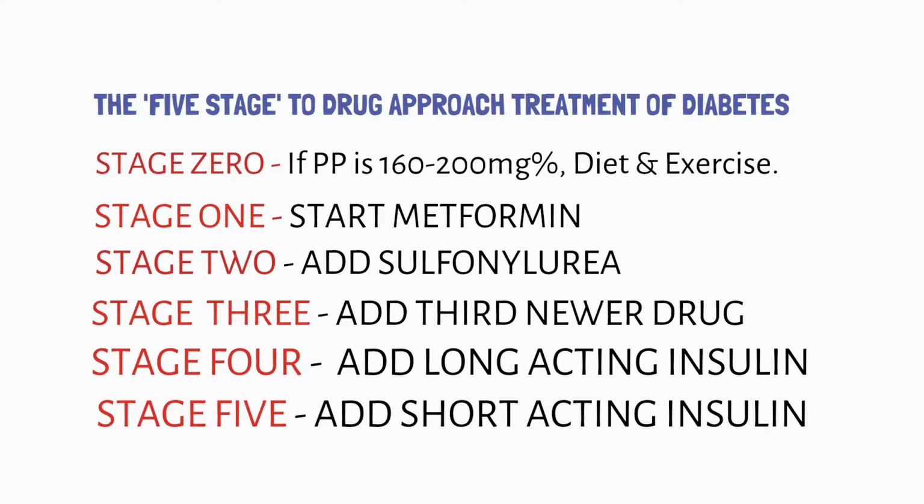Single dose in J mixtured 30:70. When dose exceeds 30 units/day, divide in 2 doses, 2/3 1/3. Stage 5, add short-acting insulin, i.e. bolus, before meal.